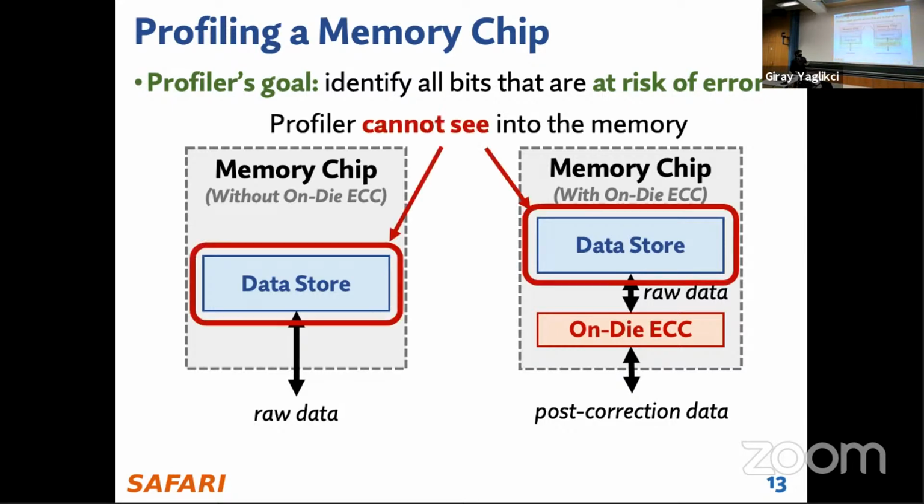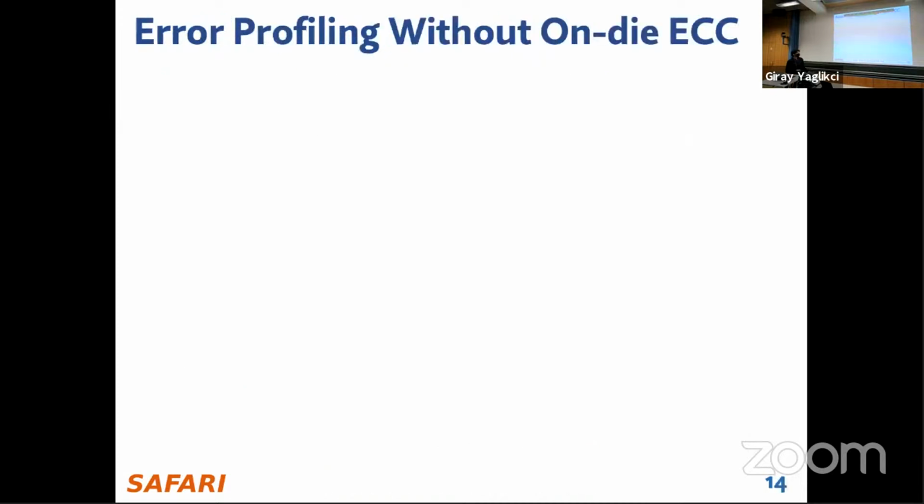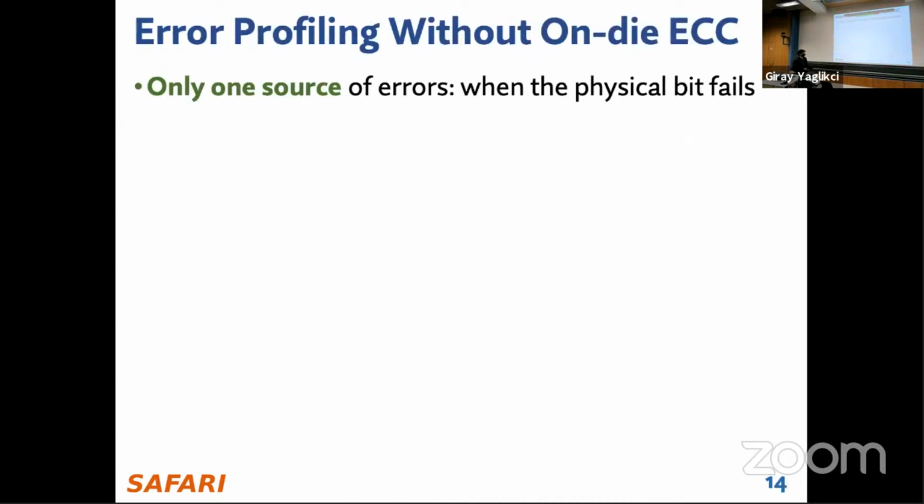From the profiler's perspective, it has no idea what's happening in the data store because that's within the memory. It only observes what's happening at the interface. So the profiler marks any bits that are observed to fail at the interface as bits at risk of error. This is bit granularity profiling, and you could imagine the same thing for some other granularity.